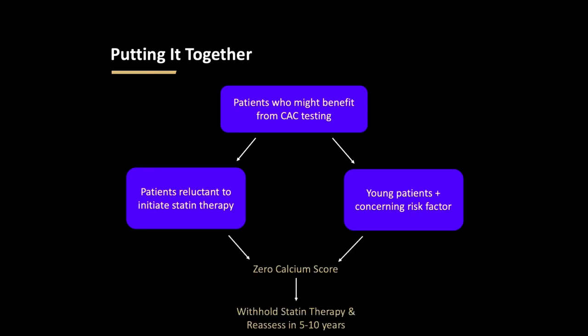With a 0 calcium score, I think we have the data to say you can withhold statin therapy and then reassess in 5 to 10 years. It's a little bit controversial, but the guidelines would say to check another coronary artery calcium score or scan in 5 to 10 years, along with an overall risk evaluation. And if any of those patients have any positive calcium score, again, I think the data would support us favoring or at least starting statin therapy in those patients.